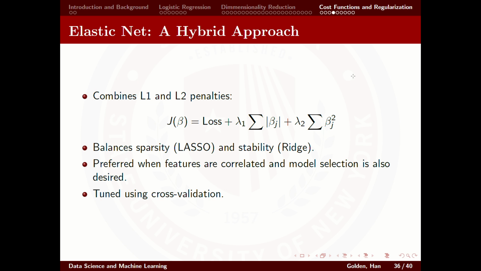Elasticnet is a hybrid between lasso and ridge that balances sparsity and stability, preferred when features are correlated and model selection is also desired. It's tuned using cross-validation, choosing both a lambda 1 and a lambda 2.